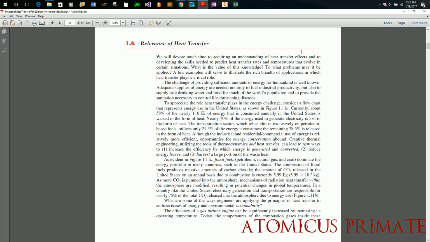Creative thermal engineering, utilizing the tools of thermodynamics and heat transfer, can lead to new ways to 1. Increase the efficiency by which energy is generated and converted, 2. Reduce energy losses, and 3. Harvest a large portion of the waste heat.